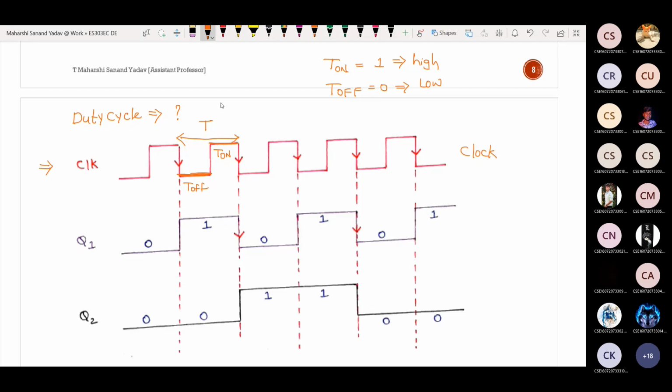Done. So if I assume value of T is equal to 1, can you say the values for T on and T off? If total time period is equal to 1. So here total time period is nothing but on time period plus off time period. So 1 can be written as, can I write like this, 0.5 plus 0.5? So here off time will be 0.5 and on time will be 0.5.